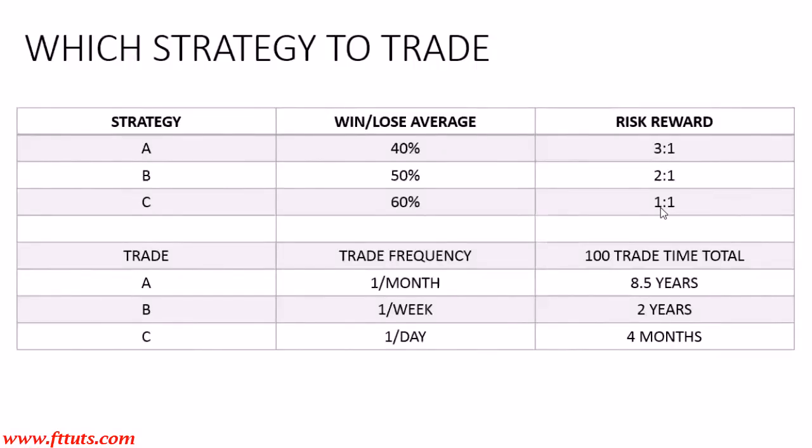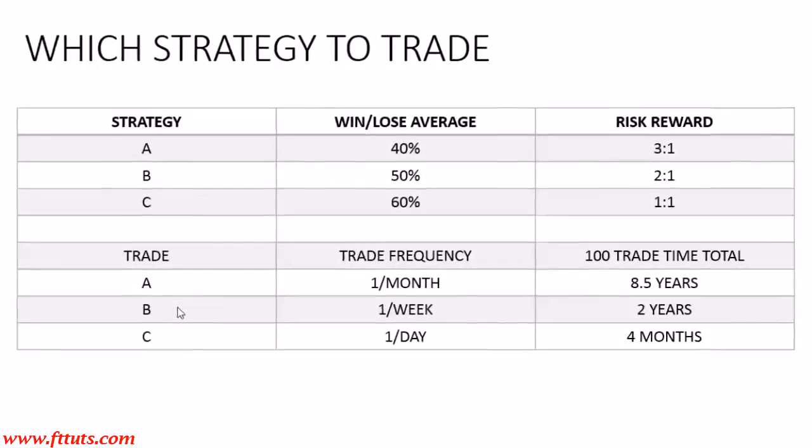Now I want you guys to see something. Let's take a look at what happens down here. We find out that for strategy A, the trade frequency is only 1 trade a month. It's high probability, but only 1 trade a month. And for 100 trades in total, it takes you 8.5 years. To take 100 trades took you 8.5 years.